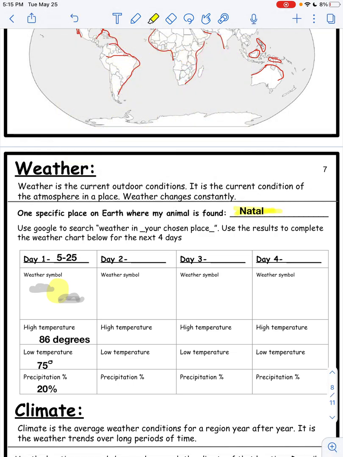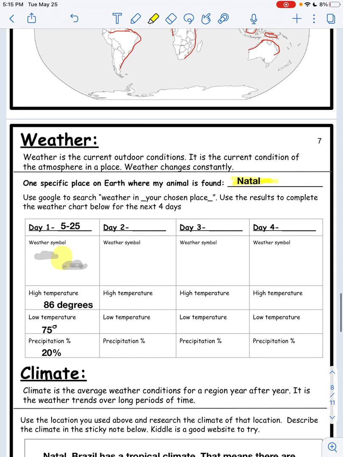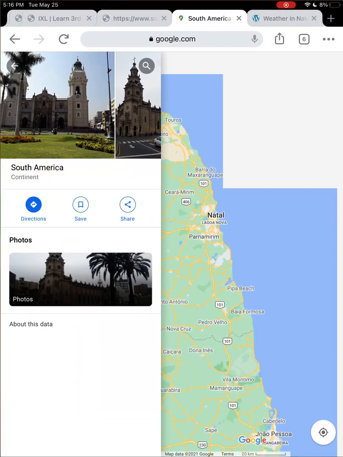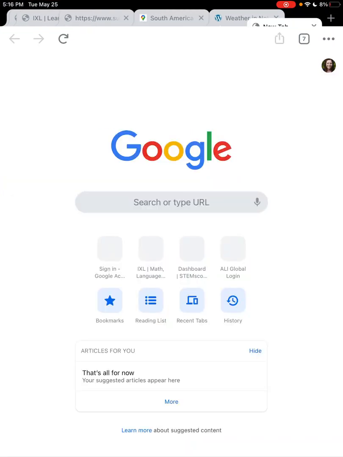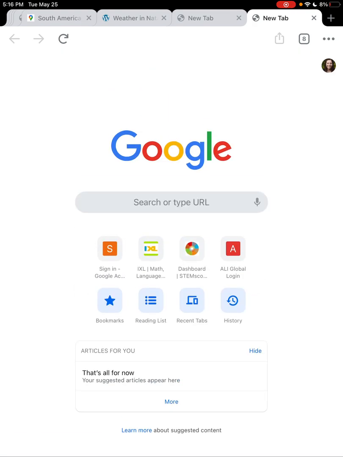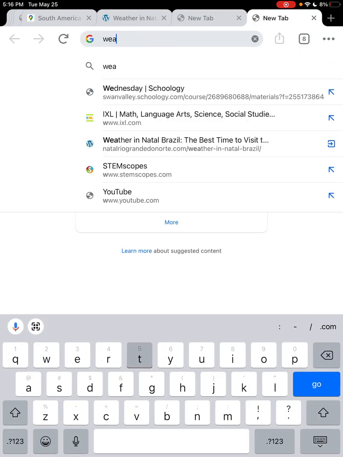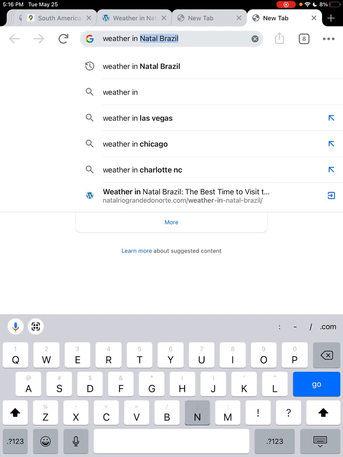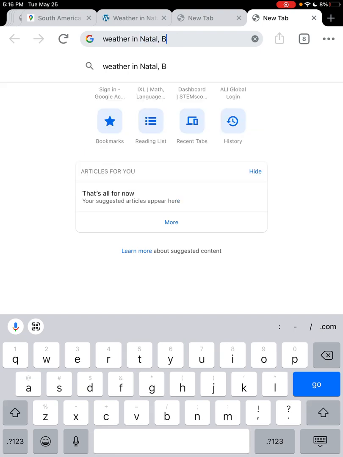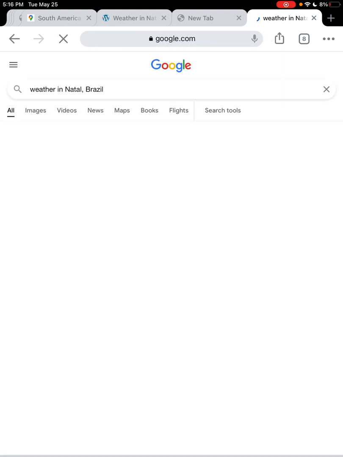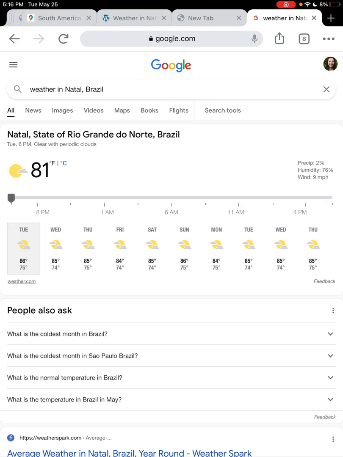And now I need to go look at how the weather is in that area. So use Google search to search weather in your chosen place. Use the results to complete the weather chart below. So what I did was this. I went to Chrome, added a tab, and I said weather in Natal, Brazil. Then I just clicked go. You can see it brought up the weather.